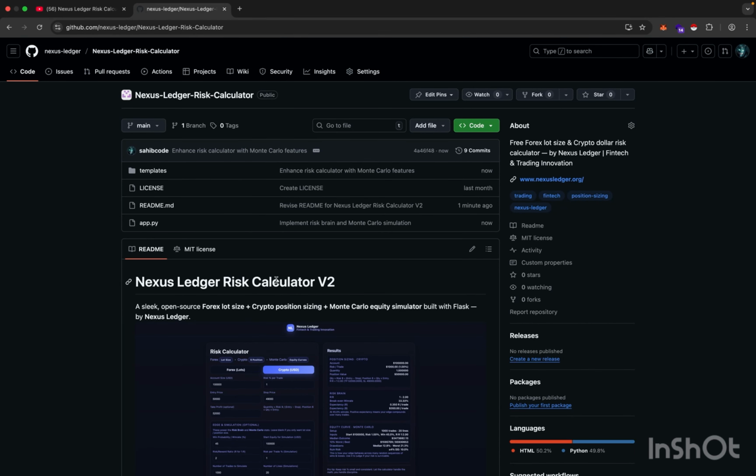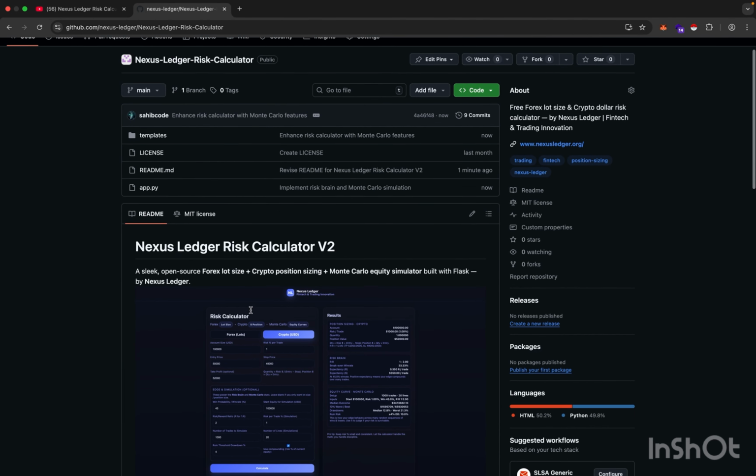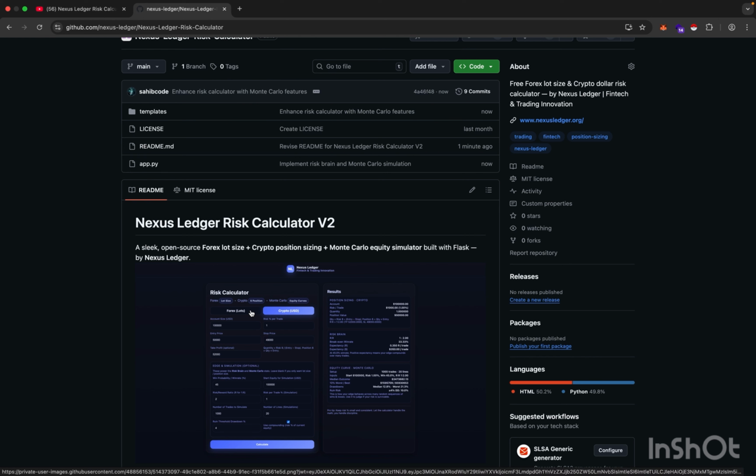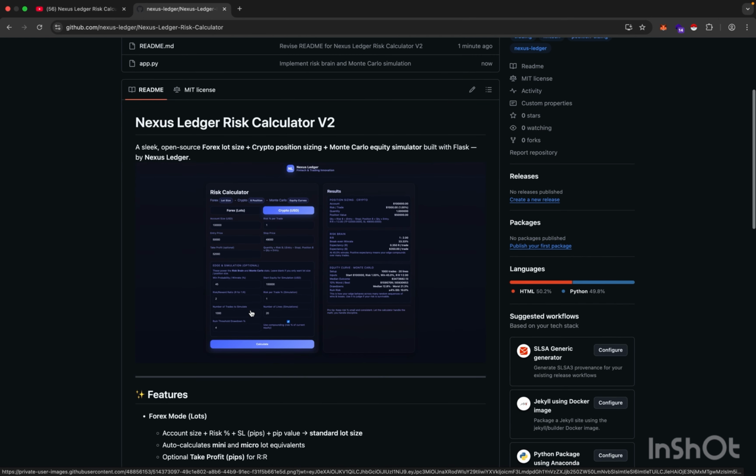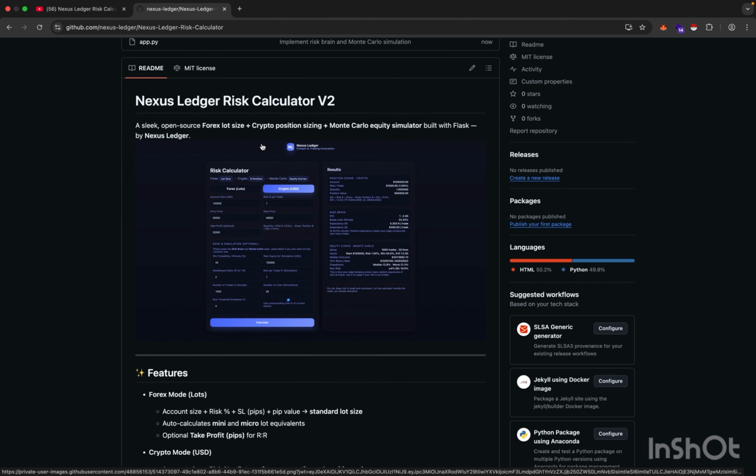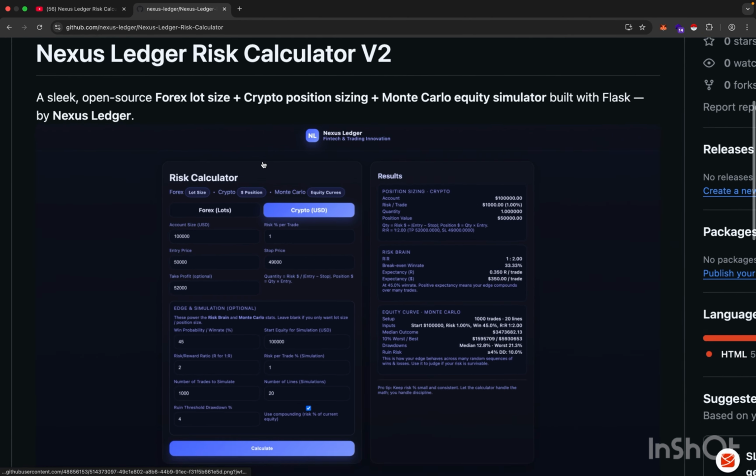This is the Nexus Ledger Risk Calculator V2. Now, we have to watch this video to actually know the power it holds. So first of all, the V1 had some basic things like Forex lot size calculation and crypto position sizing, right? So you could, let me just zoom in.